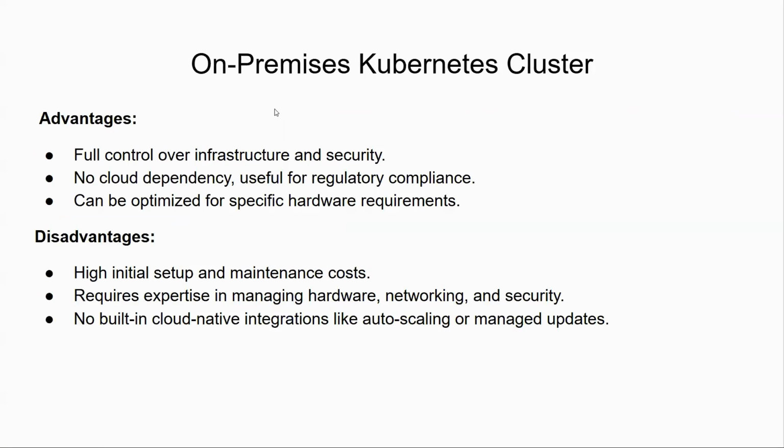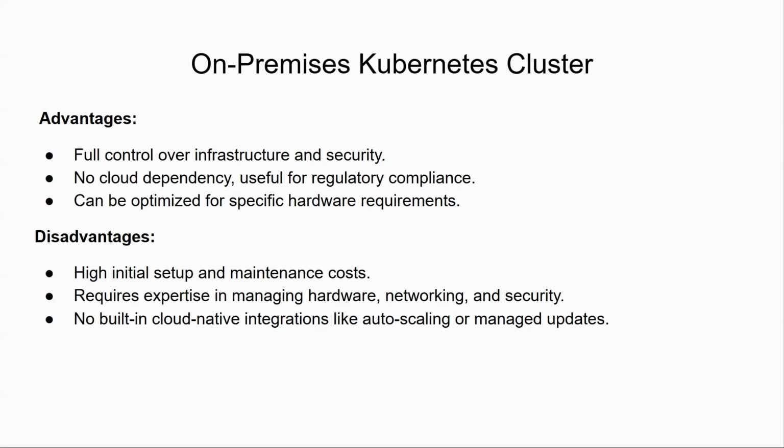So what is it? On-premises Kubernetes cluster advantages: full control over infrastructure and security, no cloud dependency, useful for regulatory compliance, can be optimized for specific hardware requirements. Disadvantages: high initial setup and maintenance cost, requires expertise in managing hardware, networking, and security. No built-in cloud native integrations like auto scaling or managed updates. So on-premises always has the problem with auto scaling and high cost. The setup needs a very high cost, but the security.